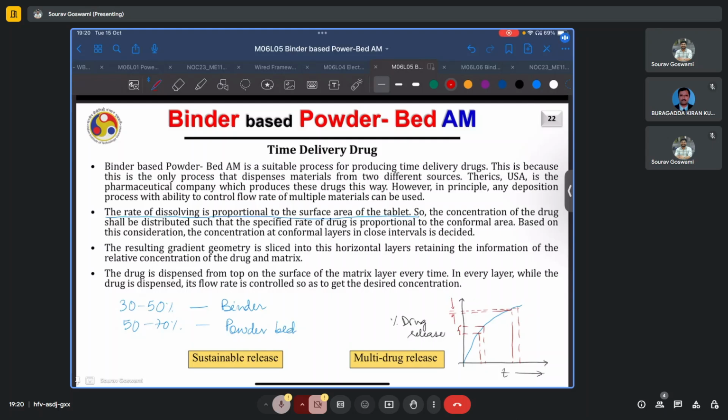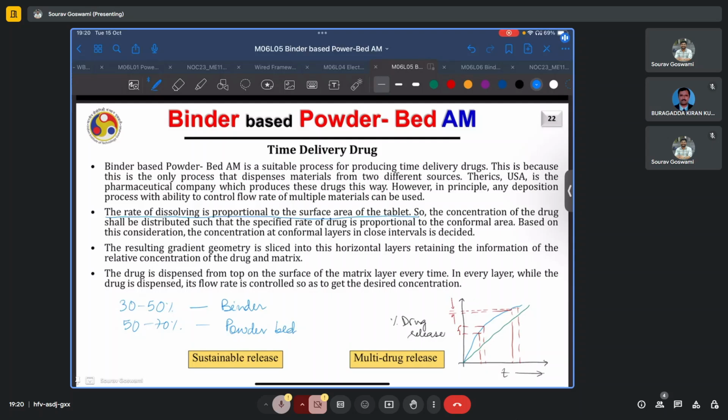However, such uniform distribution is not really useful, and what we want to aim for is something like a linear profile, because in this case, for equal time steps, an equal amount of drug will be released. In conventional cases, the concentration of the drug shall be distributed such that the specified rate of drug release is proportional to the conformal area. Based on this consideration, the concentration at conformal layers at close intervals is decided.